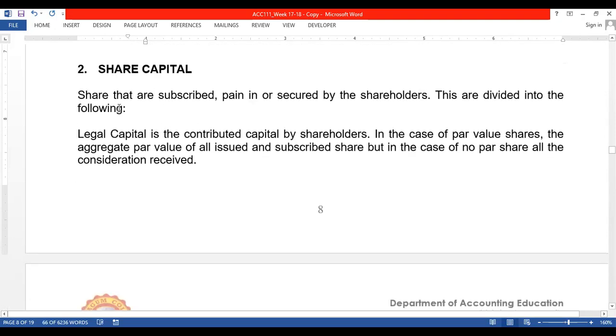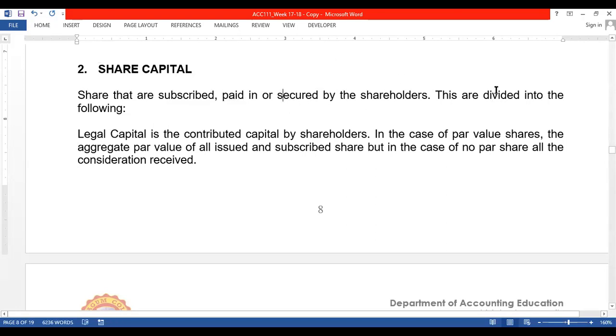Let's discuss the starting journal entries for share capital. So all other entries related to purchases down to selling guys, same lang pa rin yung process. So what's the difference of sole proprietorship journal entries and corporation journal entries is that in terms of share capital. Shares that are subscribed and paid in or secured by the shareholders.